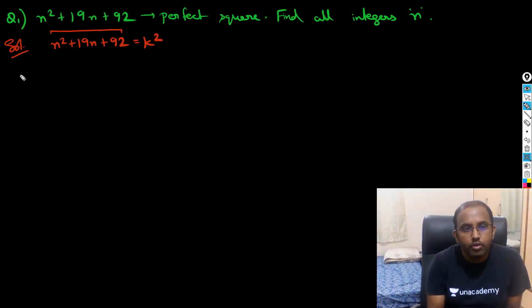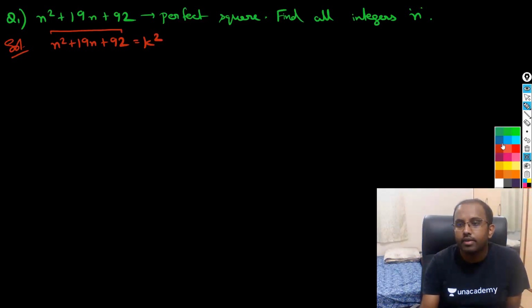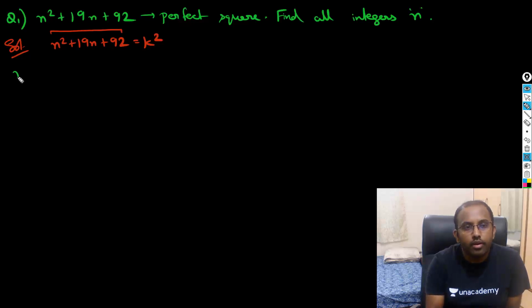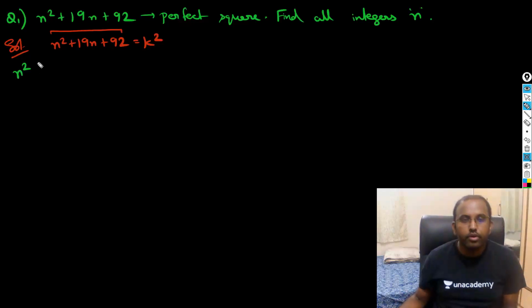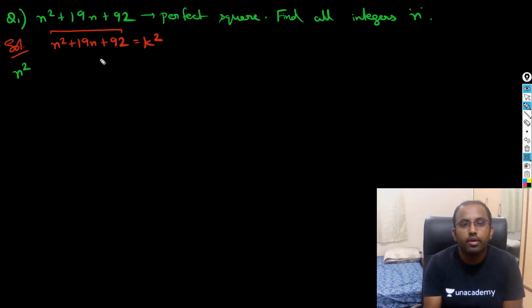So what you'll do here, guys, is like this. See, n square, and you want to convert it to the a square plus b square plus 2ab form. It's like a square plus 2ab plus b square. So you can write here n equal to a. In place of n square, you can write a square. That means n is equal to a.